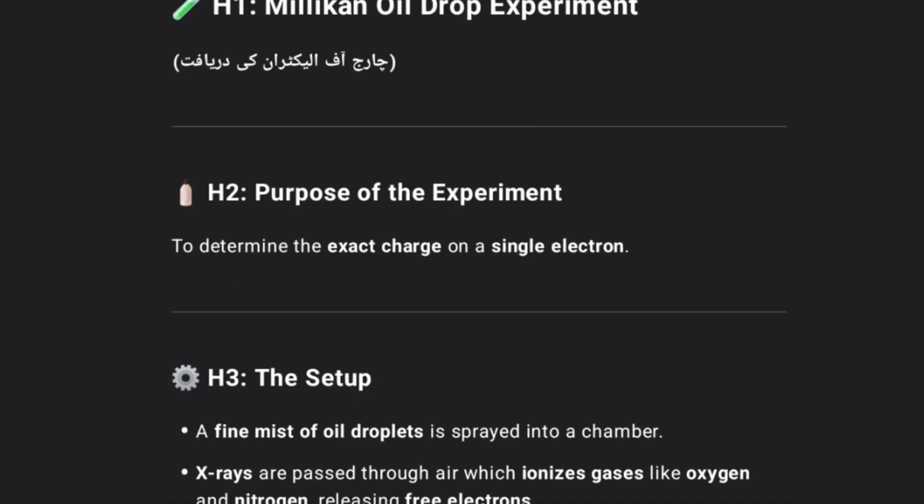Millikan oil drop experiment. Purpose of the experiment: to determine the exact charge on a single electron.